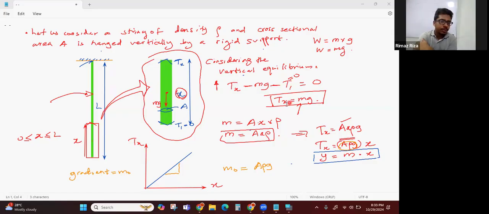And then after this, you can get this relationship Tx equals A rho g times x. Therefore we can plot the graph Tx versus x. It has to be a straight line, and the gradient of this will give the cross-section times density times gravitational acceleration.